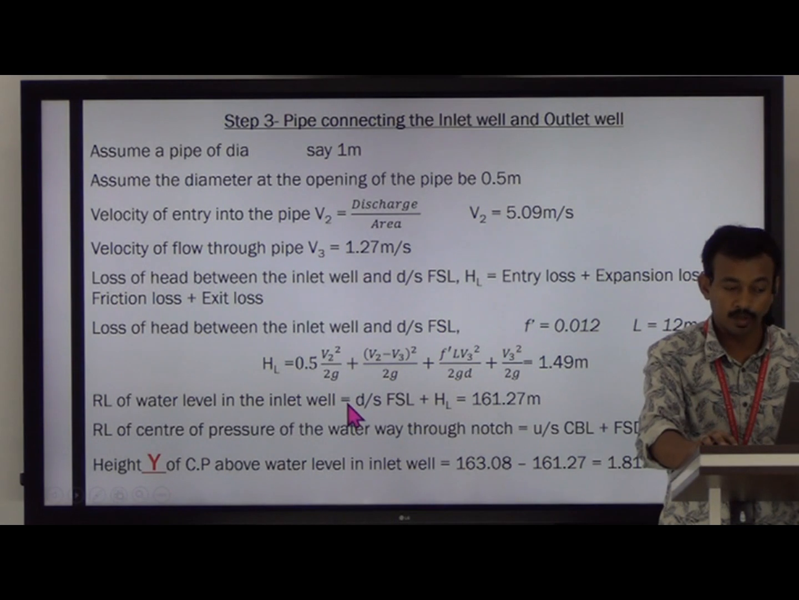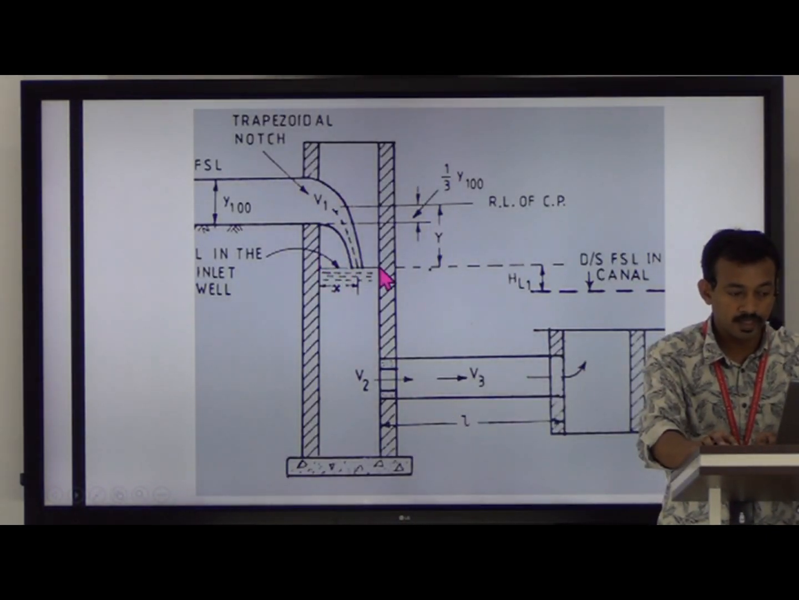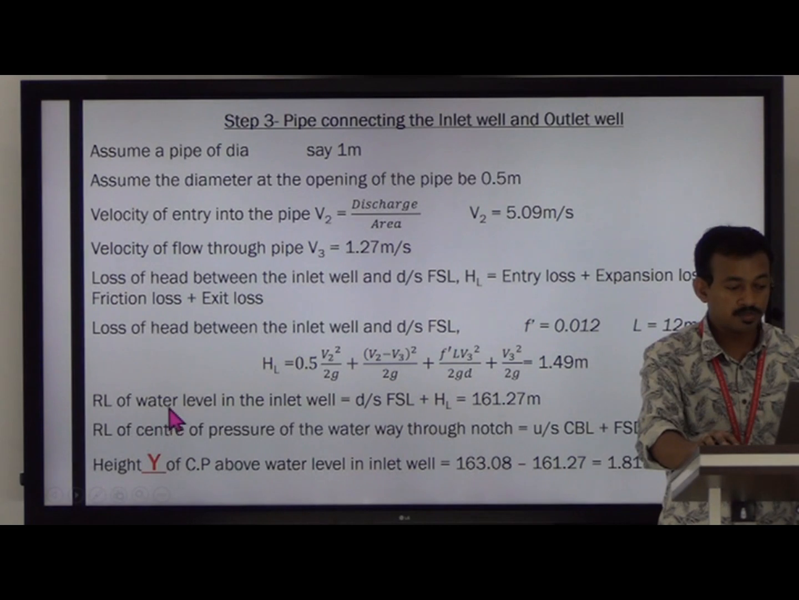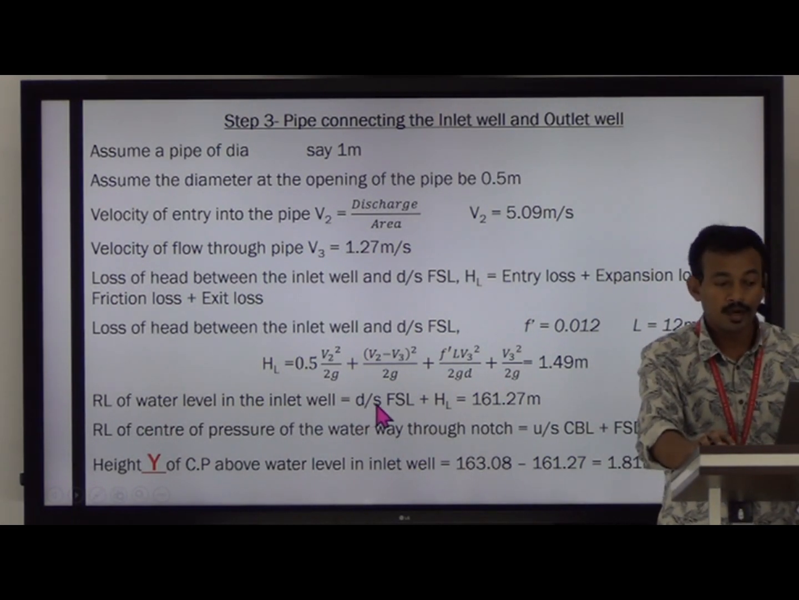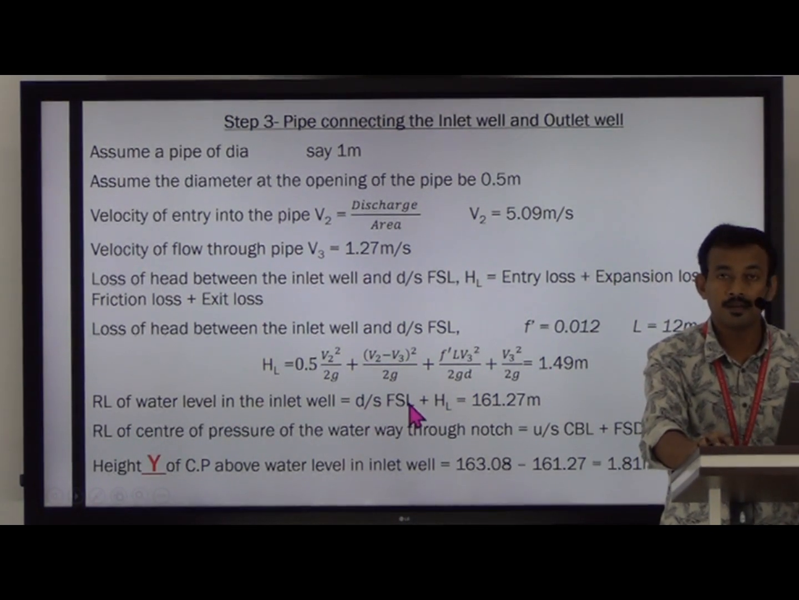That will be equal to downstream full supply level plus head loss. This is the reduced level of the water level in the inlet well. That is the calculation that we are going to do. Reduced level of water level in the inlet well will be equal to downstream full supply level plus head loss. You know the head loss value here. Now you want to calculate the downstream full supply level.